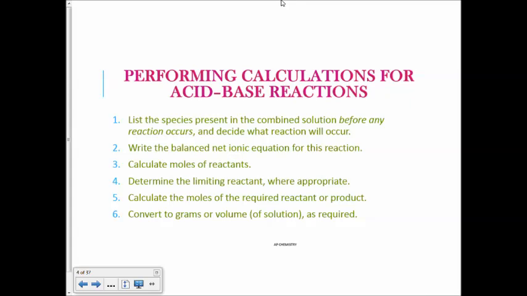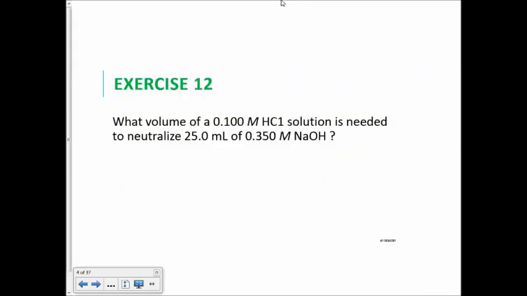Okay. So first, of course, before you look at the numbers, you want to decide what's occurring. You want to write out the balanced net ionic, calculate the moles. Like I said, if there's nothing else you can think of to do, go to moles. You can always go someplace from moles. Determine limiting where appropriate, calculate moles of required reactant or product. And then, if you need to, convert it to grams or volume of solution, depending on what it's asking for.